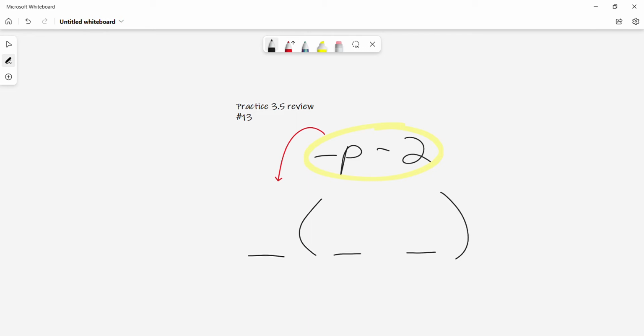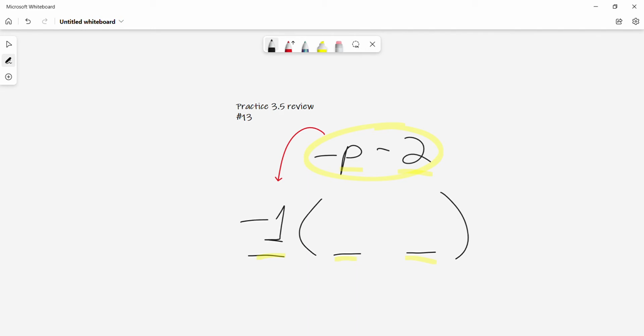Of a parenthetical expression. Since we have two terms to begin with, separated by a plus or minus, we're going to have two terms in parentheses and then a common factor on the outside of the parentheses, okay? So what is a common factor between negative p and negative 2? Well, the coefficient of p is negative 1, and you might be thinking there's no common factor between the two. But sort of, kind of, there is. We can factor out a negative 1.